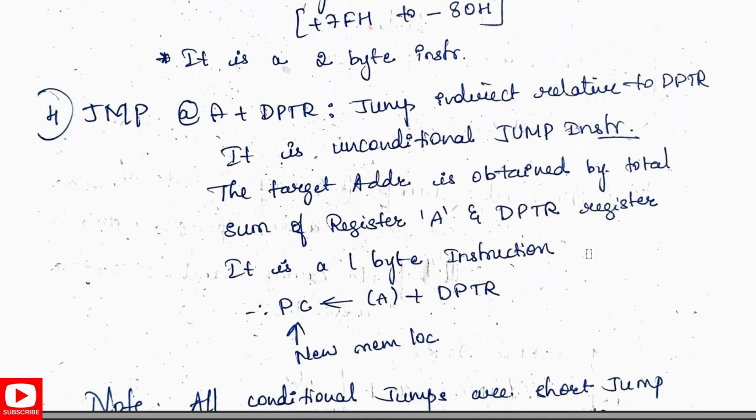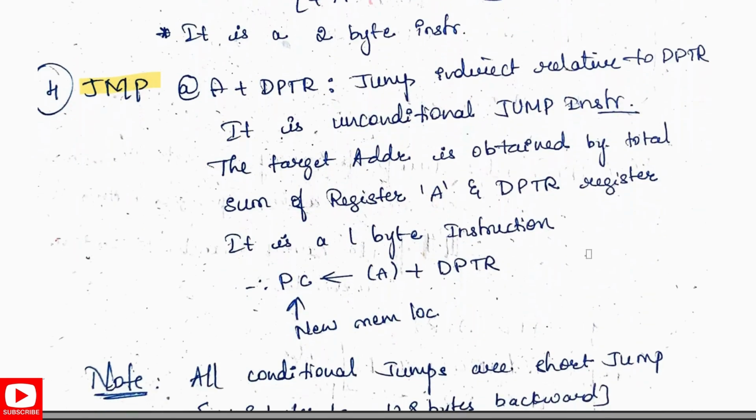We'll come to the first one, JMP @A+DPTR, which means jump indirect relative to the DPTR. It is an unconditional jump because there is no condition here. The target address is obtained by the sum of this register and DPTR. It is a 1-byte register. For example, A plus DPTR will get loaded to the PC and that will be my new location.